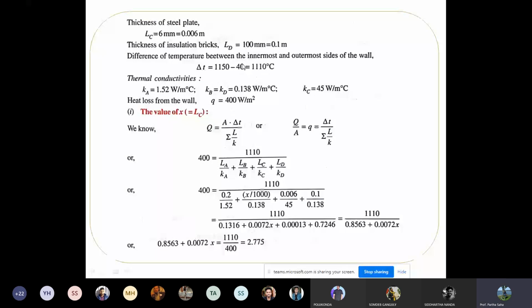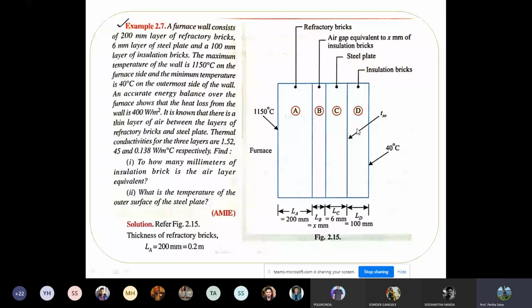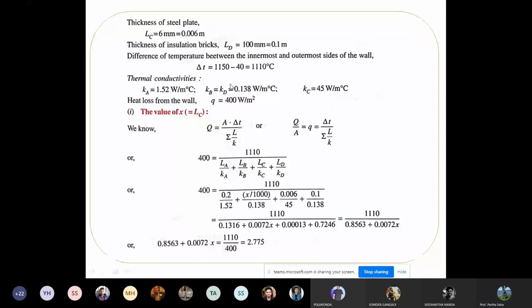K is given as 1.52. KB and KD are given, right? 0.138. Kc is given as 45 watt per meter C. Heat loss from the wall, total heat loss Q, is given as 400 watt per meter square.